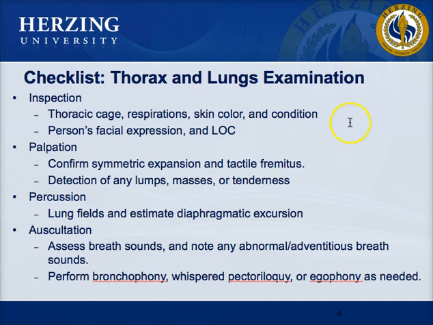For the thorax and lungs examination, the checklist includes inspection, in which you would inspect the thoracic cage, respiration, skin color and condition, and the person's facial expression and level of consciousness. As far as palpation, you would confirm symmetric expansion and tactile fremitus. You would detect any lumps, masses, or tenderness. For percussion, you would percuss the lung fields and estimate diaphragmatic excursion. And when you listen, you would assess the breath sounds and note any abnormal or adventitious breath sounds. And there are other tests that you may need to do if they are required.